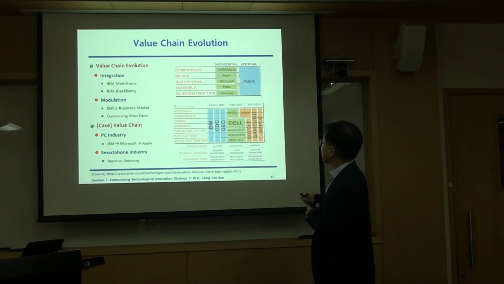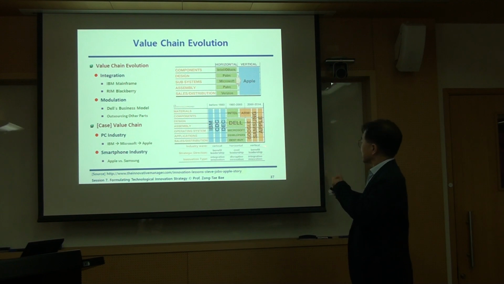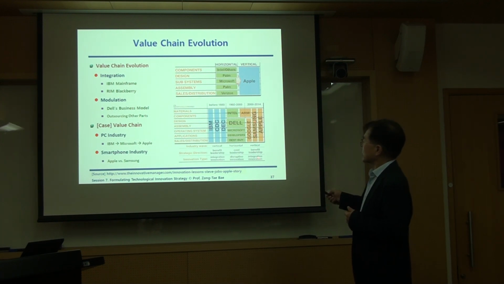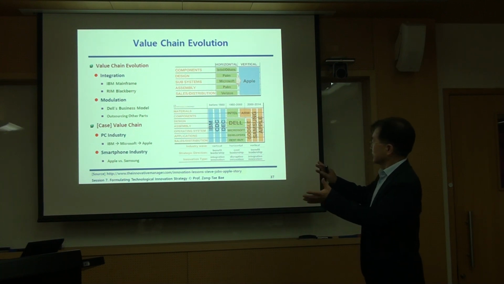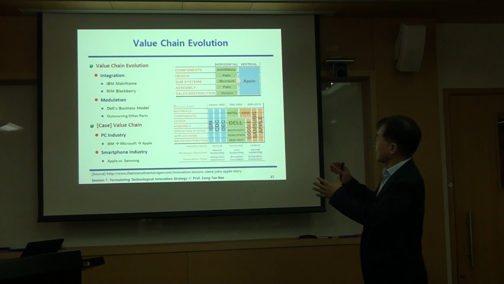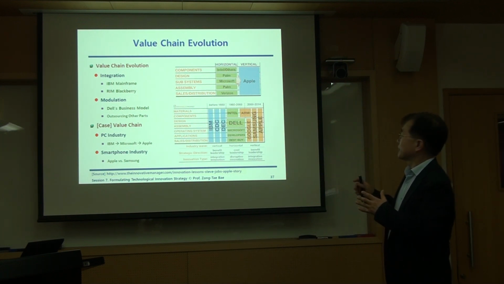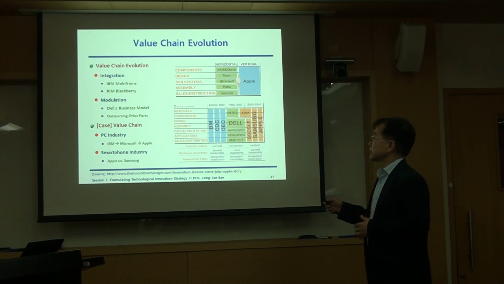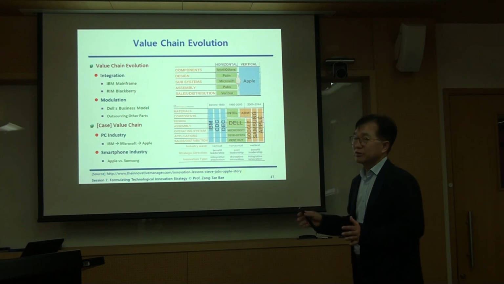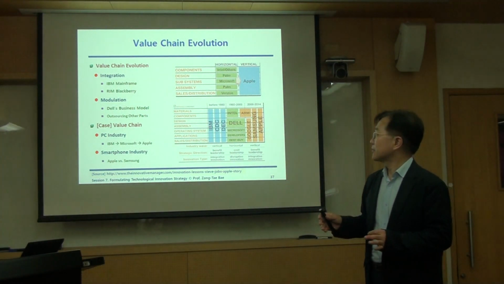And then recently, Samsung is taking the vertical model again, meaning that Samsung is doing a lot of things by themselves. So it changed from vertical to horizontal, and again to vertical. When you analyze the value chain of an industry, this kind of framework is very useful. But in value chain evolution, we can have two different approaches. One is integration, and the other is modulation.